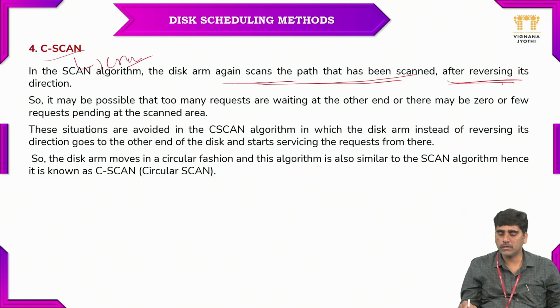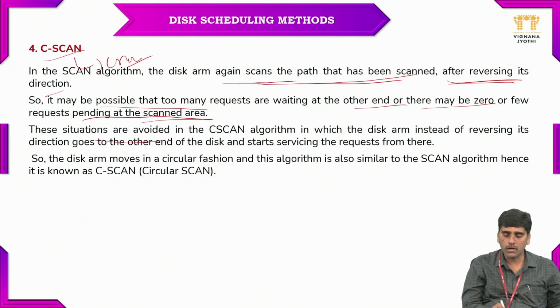After reversing its direction, it has been scanned one more time. So it may be possible that too many requests are waiting at the other end, or there may be zero or few requests pending at the scanned area. Sometimes all the requests have been serviced, or else zero or few requests are pending at the scanned area. These situations are avoided in the C-SCAN algorithm.